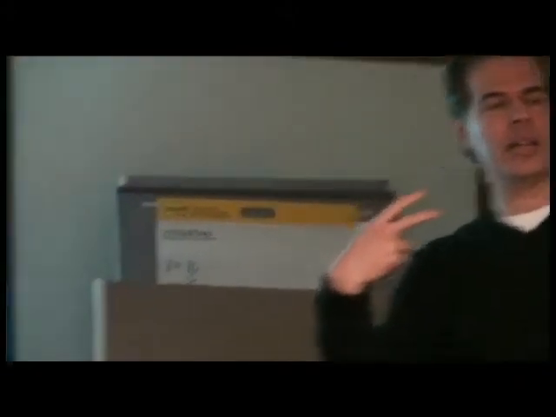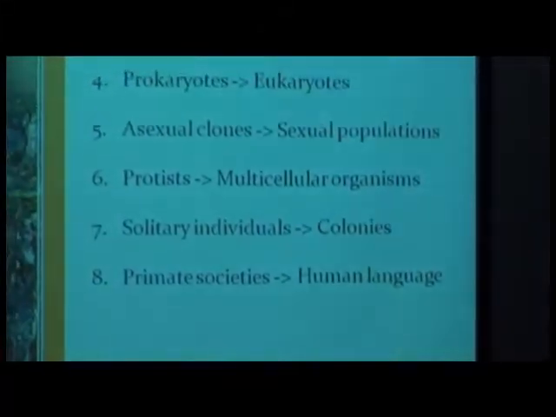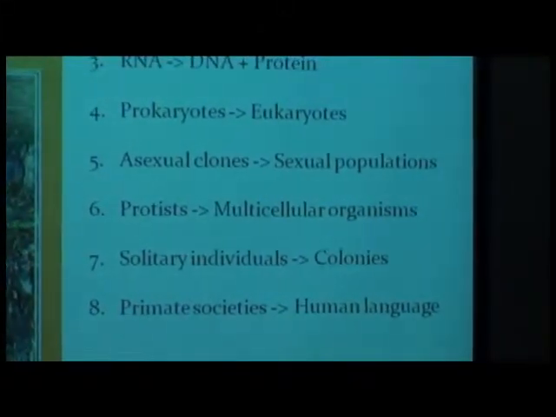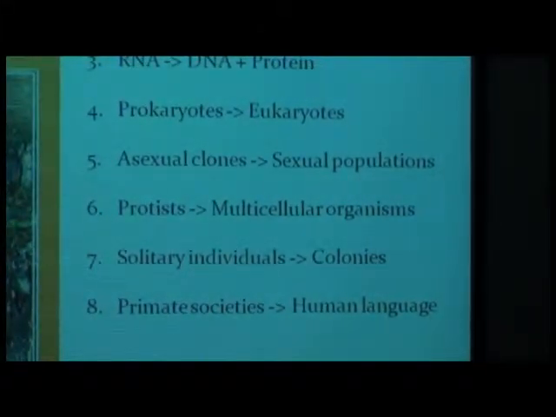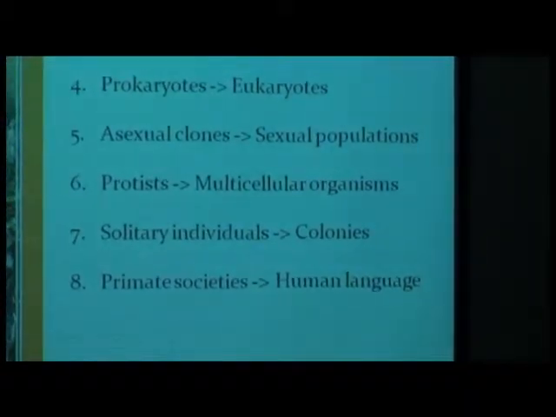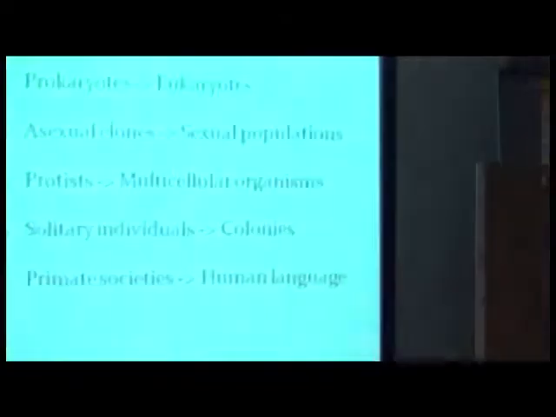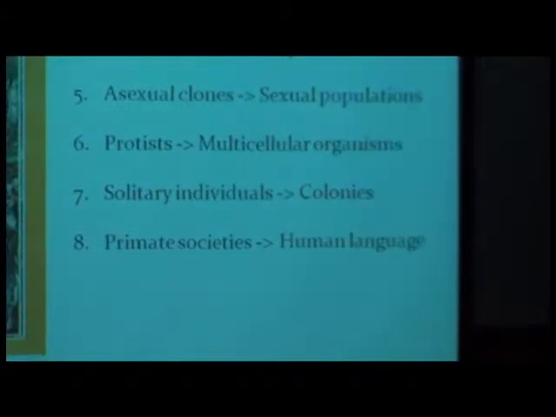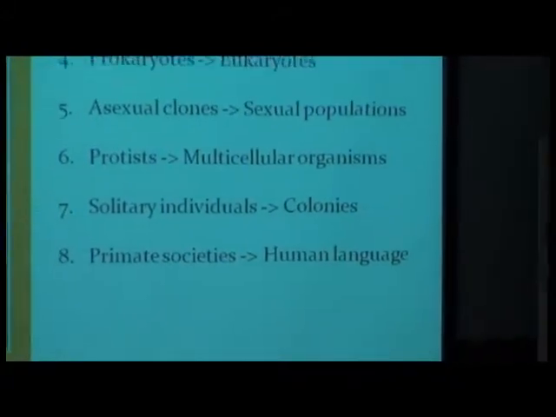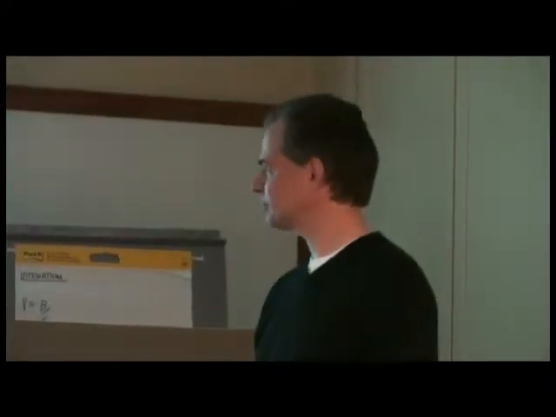Asexual species became sexual populations in which sexual partners work together. The protists, or single-cell organisms, come together to form multicellular organisms, a very important transition there. Solitary individuals form colonies, like beehives and ants, or human society can be thought of in that way. And then primitive societies form human language, and many believe that we're in another transition right now that some are calling the formation of the global brain.